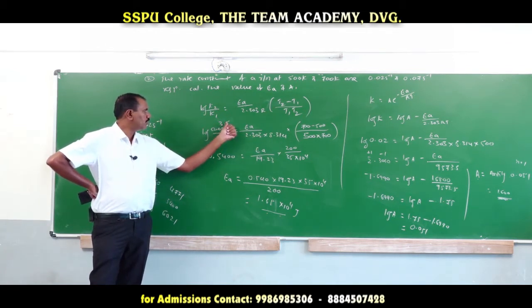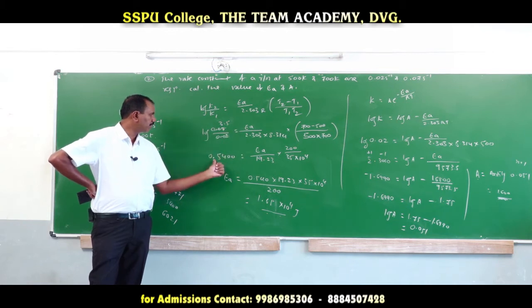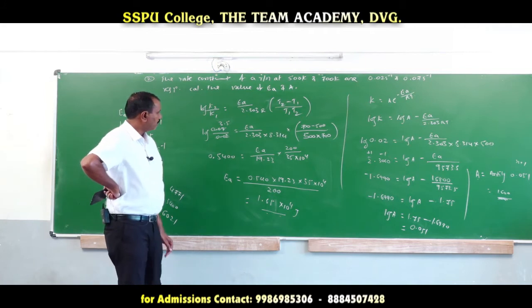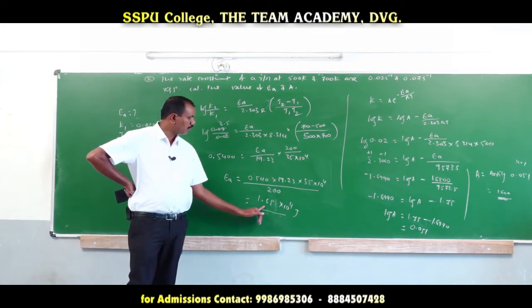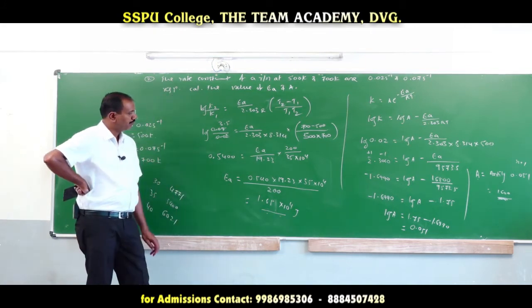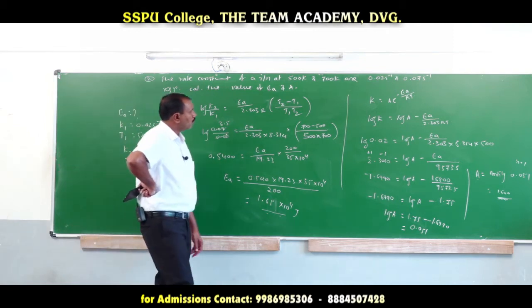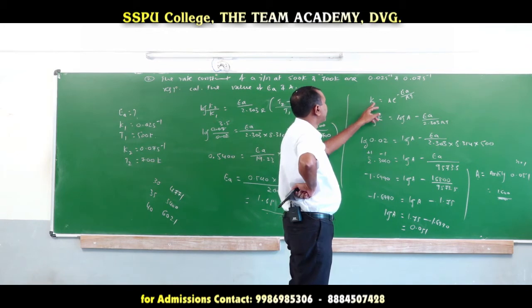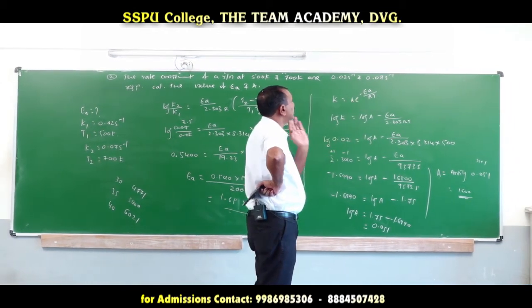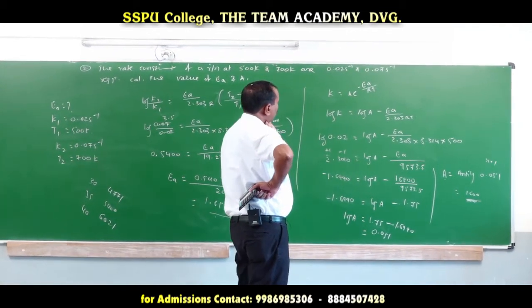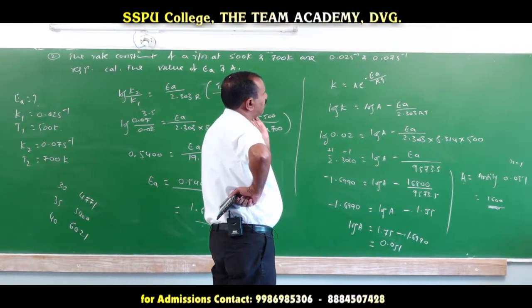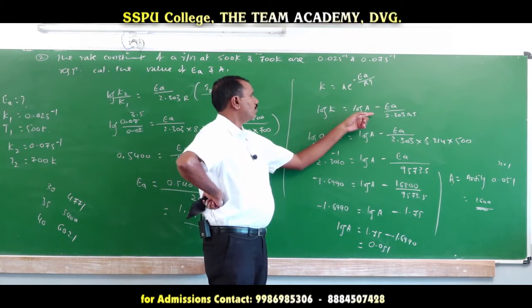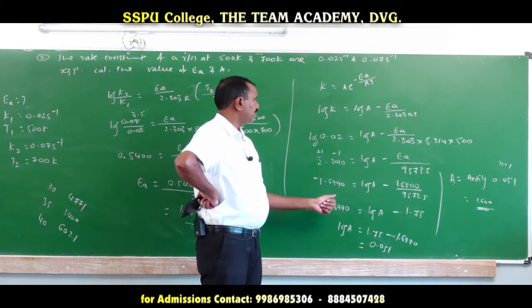0.07 divided by 0.02 is 3.5, and log 3.5 is nearly 0.54, so EA becomes 1.68 into 10 to the power of 4. Then how to find out A? A can be calculated by K equals A e to the power of minus EA by RT, so log K equals log A minus EA by 2.303 RT.